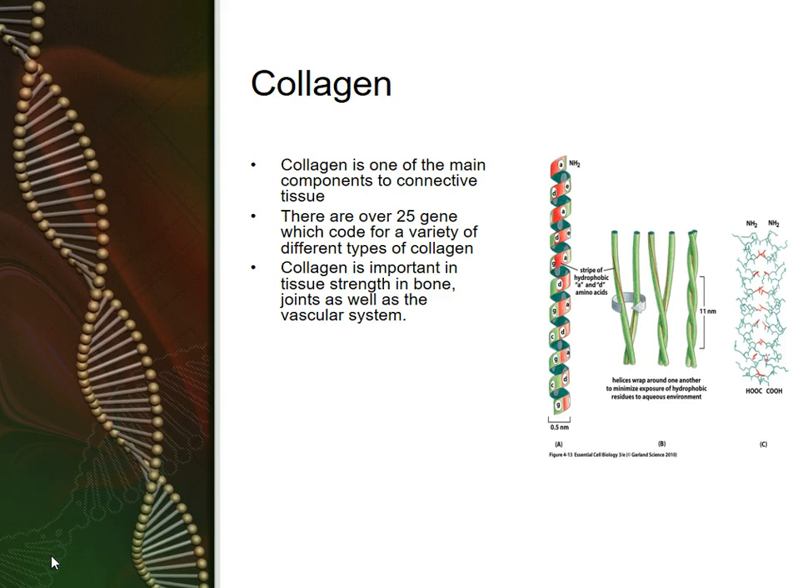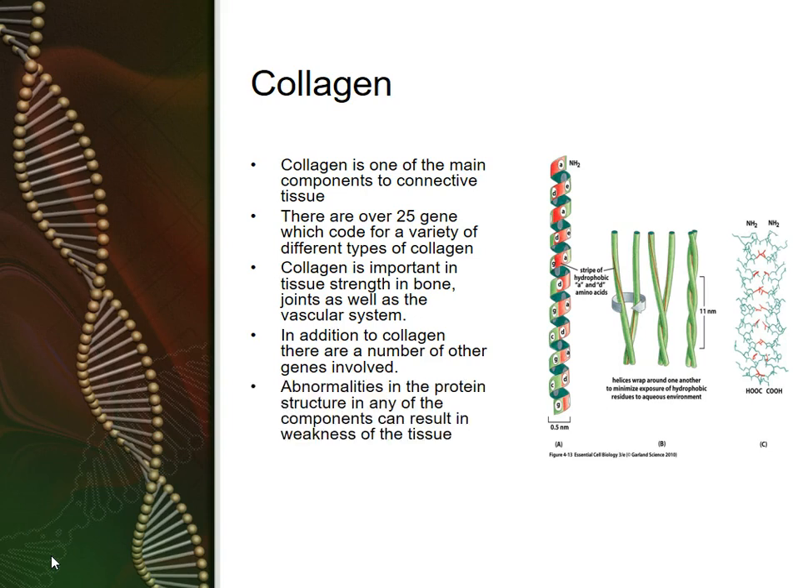As stated, collagen is important in tissue strength and bones, joints, as well as the vascular system. In addition to collagen, there are also a number of other genes that work with it. Abnormalities in any of these proteins can result in weakness in the tissue. And so the collagen gene will make a protein, and usually there's two proteins that get together and make kind of a rope, and this gives tensile strength.